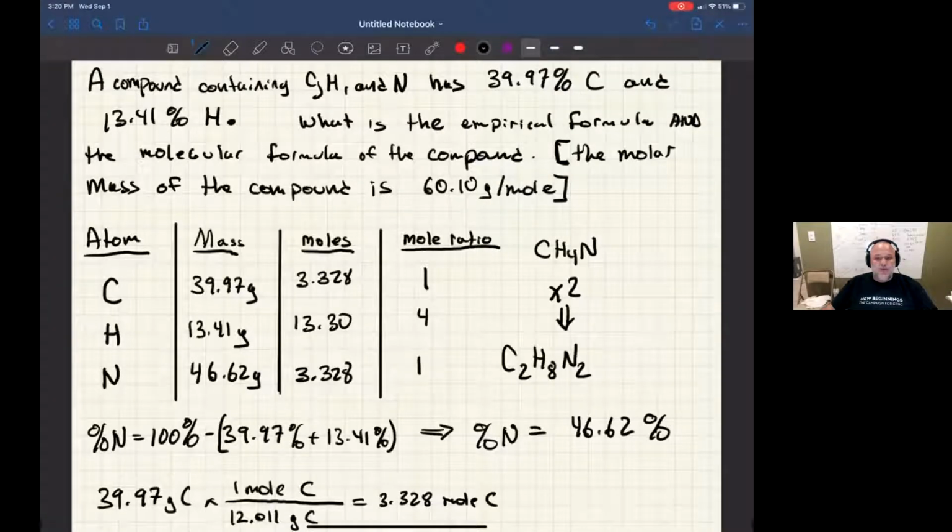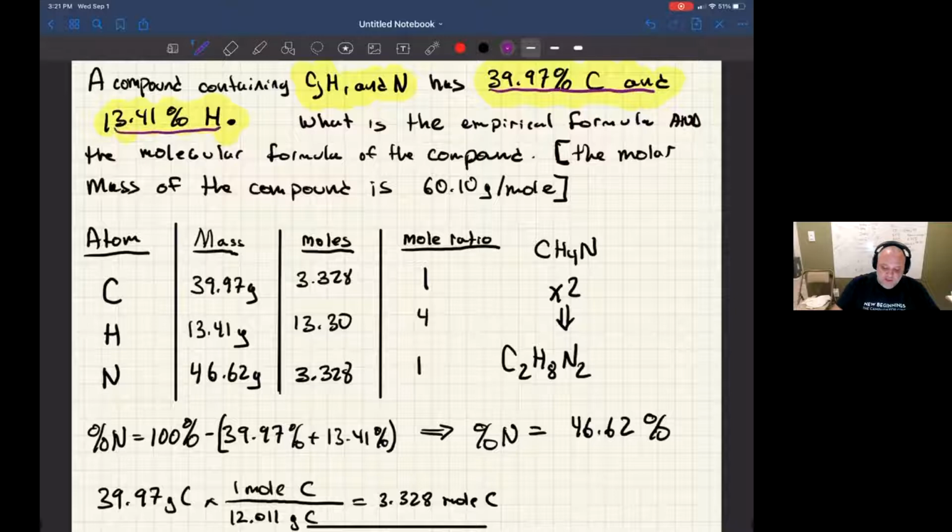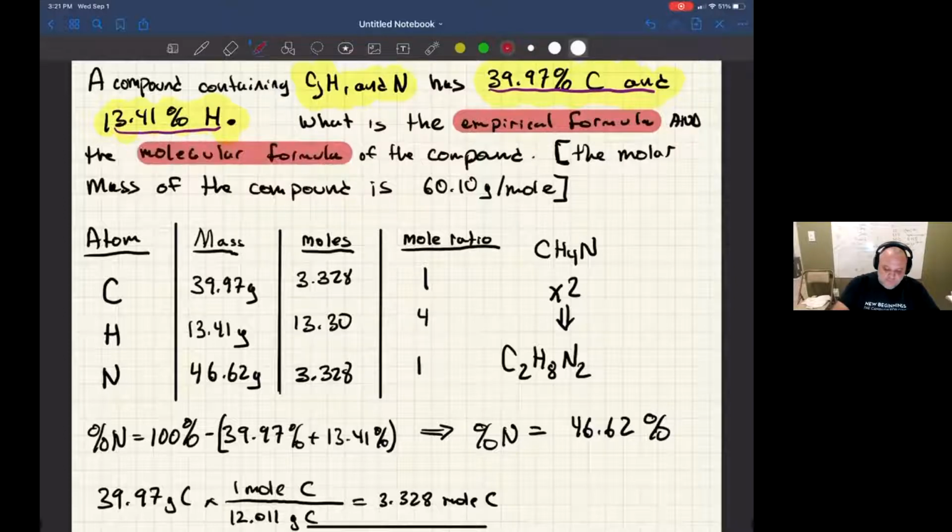Okay, guys, I've got everything written down on this one already. This problem I'm going to work through with just a highlighter because there's a lot of stuff to go through. But essentially, we have a compound and it has carbon, hydrogen, and nitrogen. I'm giving you the percent composition of the compound by saying that there is 13.41% hydrogen and 39.97% carbon. I'm asking you to calculate the empirical formula and the molecular formula.